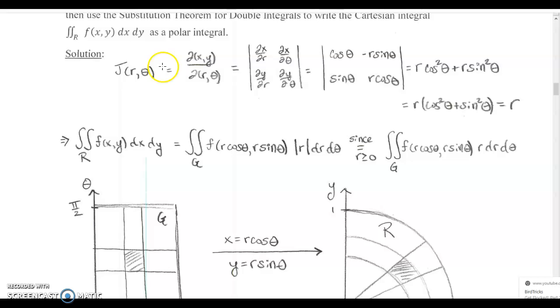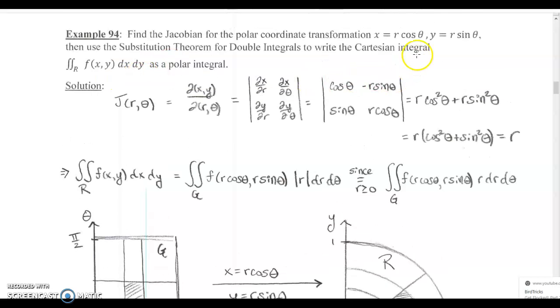Okay, so first of all, we need to find the Jacobian. The new variables are r and theta, not u and v, so that's okay. So we want the Jacobian of r and theta, which is the partial of x y with respect to the partial of r theta. And I remember that's notation for the Jacobian, which is a 2 by 2 determinant. So the first row is all the partials with respect to x, so partial of x with respect to r, and then partial of x with respect to theta. Second row is the partials with respect to y, so partial of y with respect to r, and the partial of y with respect to theta.